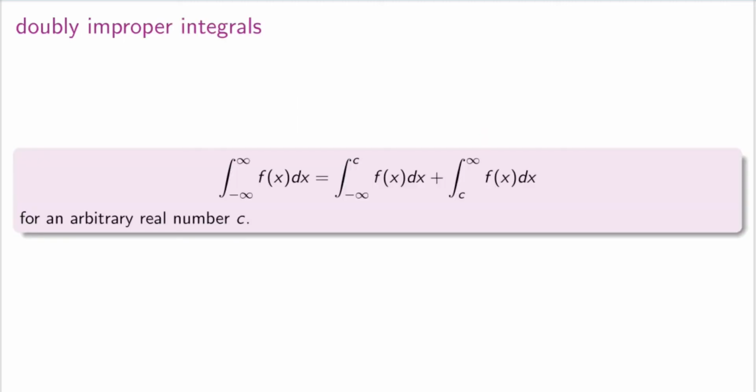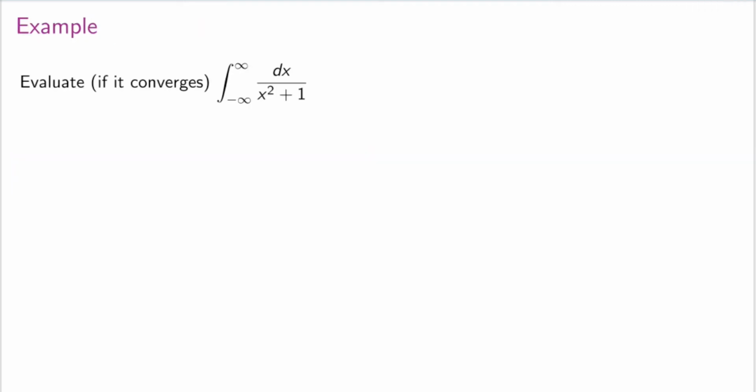Here's another interesting case, which is doubly improper integrals, meaning that we have infinity here and here. In this case, we split the real line into 2 bits. We go from minus infinity to an intermediate value c, and then we continue going from this intermediate value c to plus infinity. And this can be done for any number c, and then of course mostly we choose c equal to 0, like in the next example.